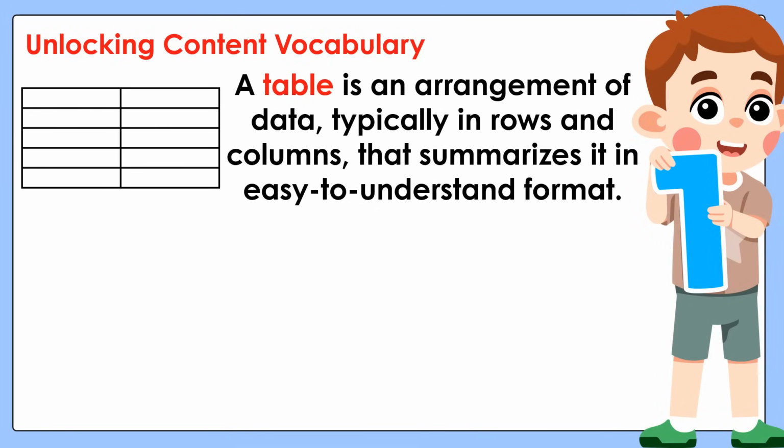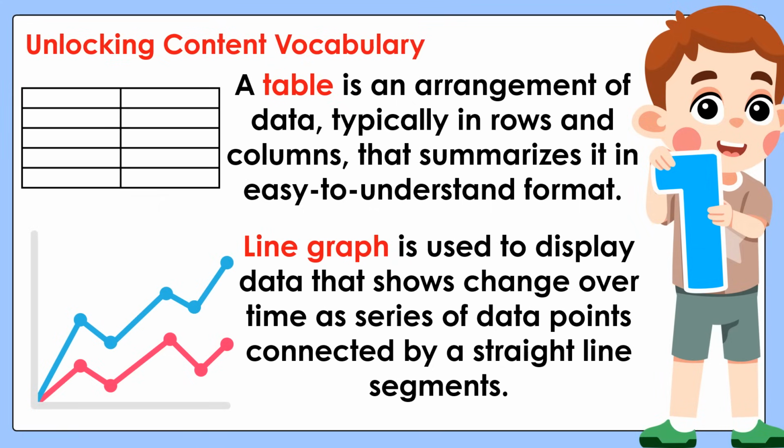A table. A table is an arrangement of data, typically in rows and columns, that summarizes it in an easy-to-understand format. Line graph. A line graph is used to display data that shows change over time, a series of data points connected by straight line segments.